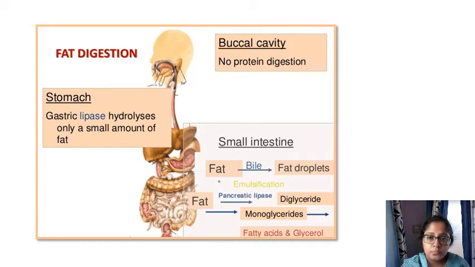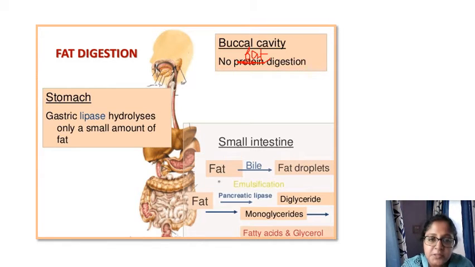Over here it will be fat. They have written it wrong. Okay, so this is fat digestion. Very bad handwriting. I'm very bad at cursive. Okay, so this is fat digestion.